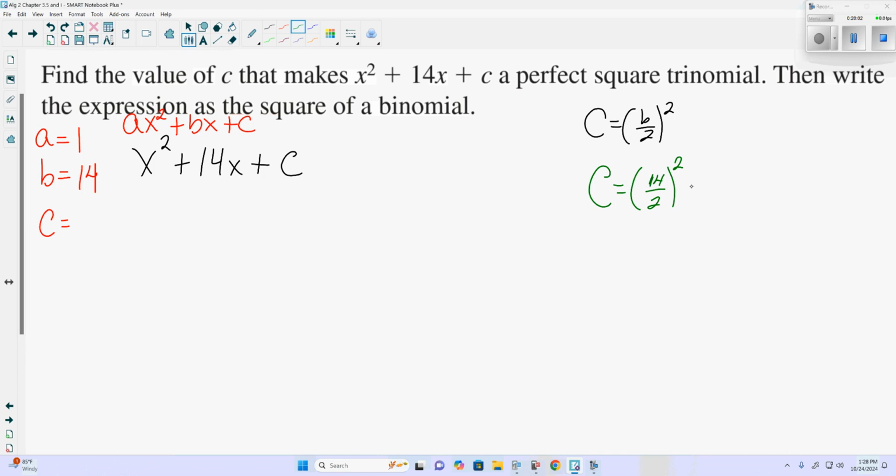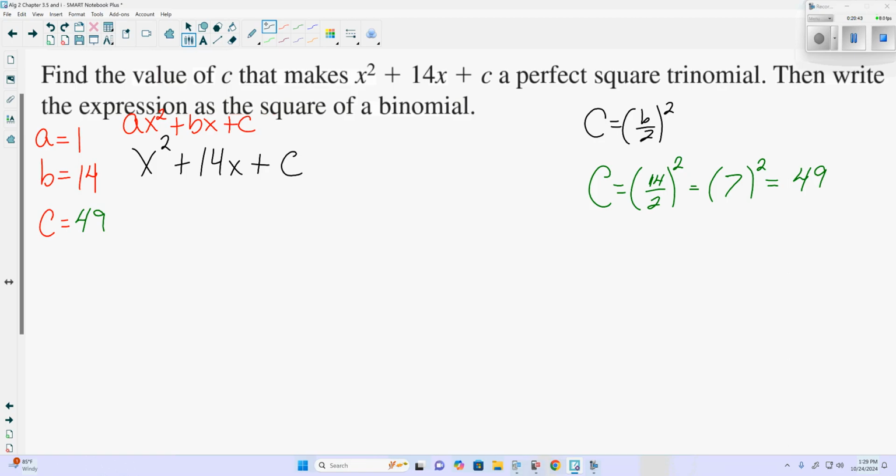So here we're saying we're taking 14 and dividing it by 2 and then squaring it. And yes, at this point we could type this whole thing in the calculator, let it do it for us. But I highly recommend, let's just do the division by 2 first. 14 divided by 2 is 7. Now we can square it. 7 squared is 49. So our value of c in this case is 49. Questions on how we found the value of c?